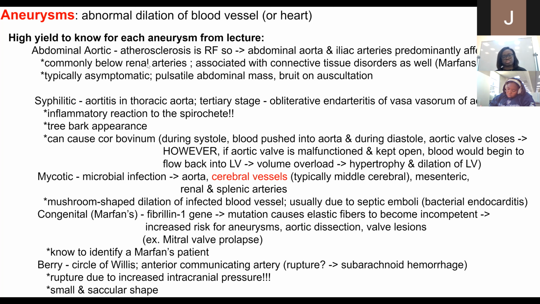Sorry, that's what I mean. Neurological symptoms. Maybe start to think, hey, could it be circle of Willis? Could it be a berry aneurysm? Obviously read the question. Usually it's small and saccular. They did focus on that for us. Rupture is due to increased intracranial pressure. That's also something they can put in the stem.